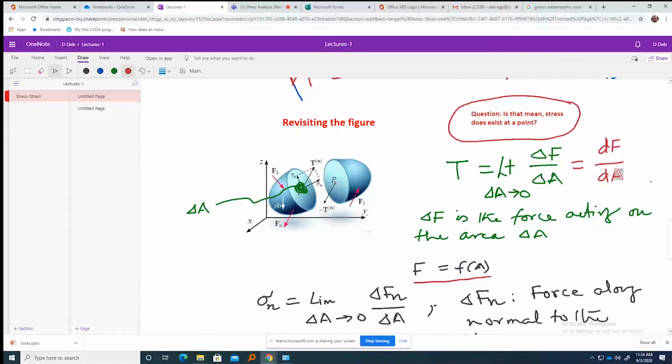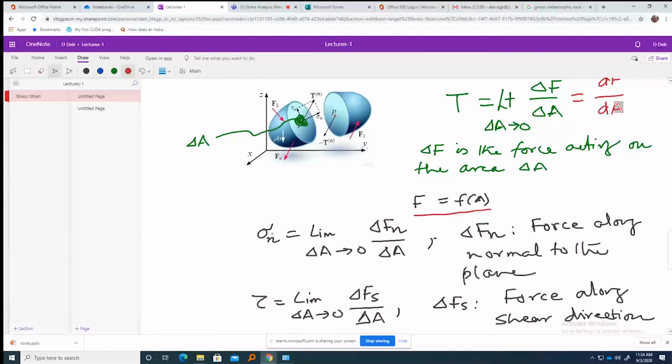So similarly, for the normal stress, it will be the limit as delta A tends to 0. Again, this force Fn, I have given a subscript n here, and this n is just to mention that it is the normal. And tau is our shear. So this is very easy to distinguish. And this S is in the shear direction, in any direction where your normal unit vector acts. So this is the classical definition of stress. So delta Fn is the force along the normal to the plane, and this is also along the normal to the shear. So is that clear so far? Okay. Now I go for the 2D case.